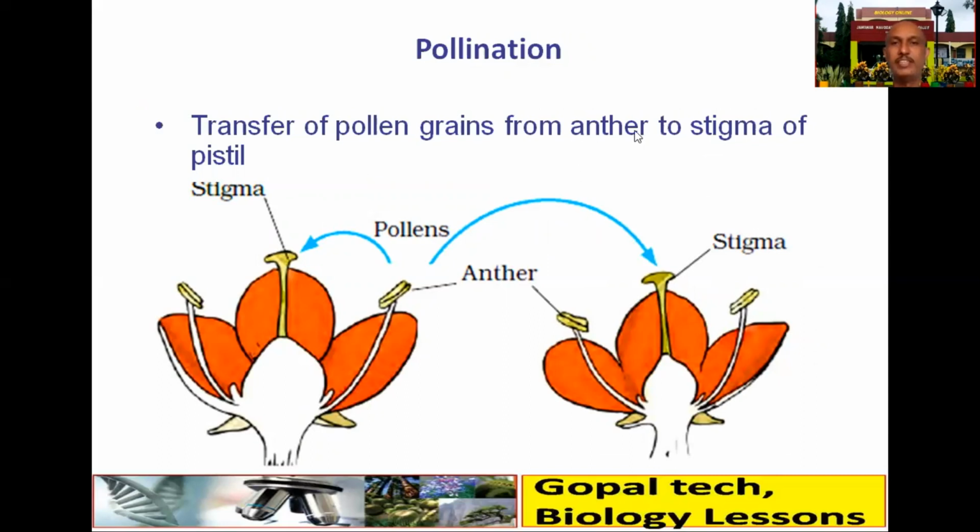Transfer of pollen grains from anther to the stigma of a pistil or carpel. Now we see in the first flower, the pollen grains from this anther are transferring to the stigma of this flower. So this is self pollination. Or the pollen grains from this flower are transferring to the stigma of another flower. So either two flowers alag hai, plant bhi alag hai, lekin same species hai. So this is cross pollination.